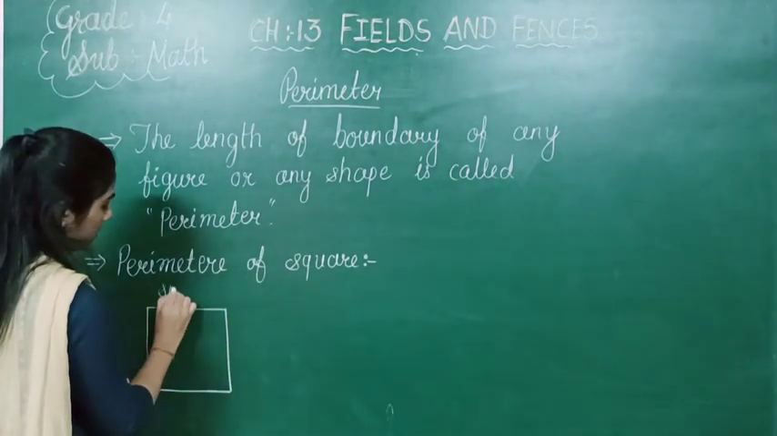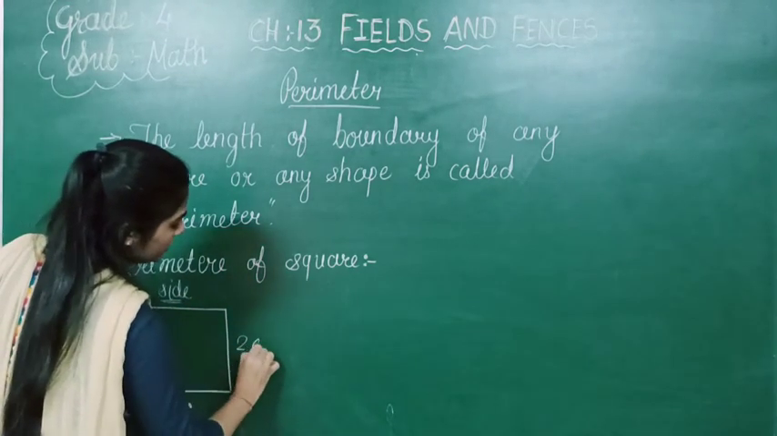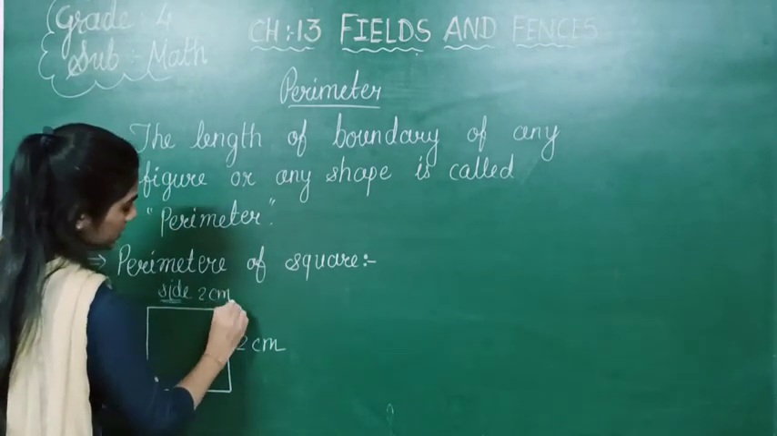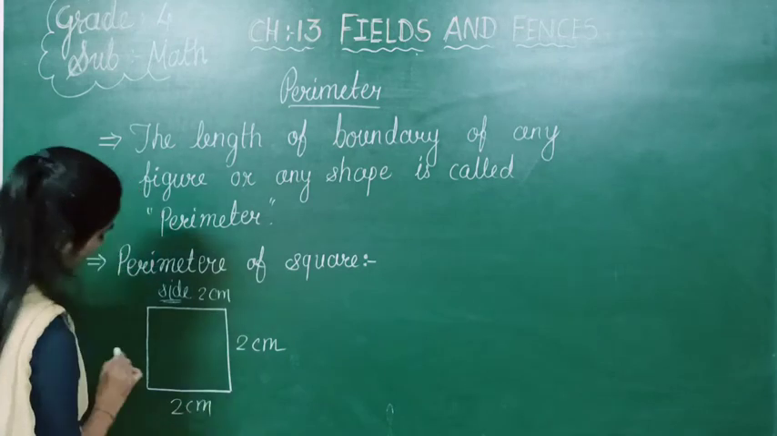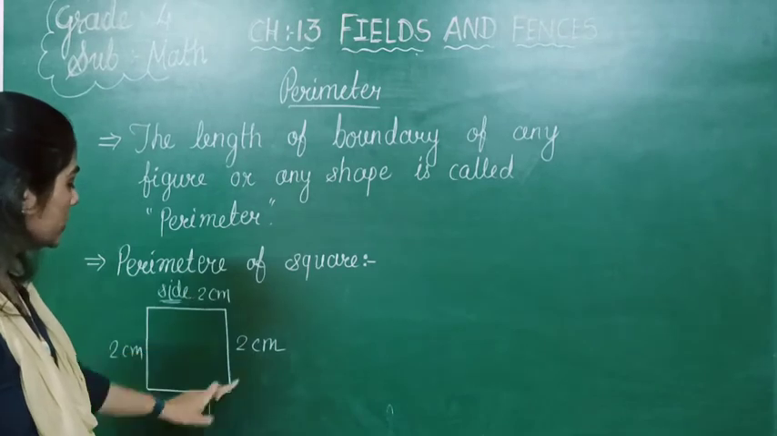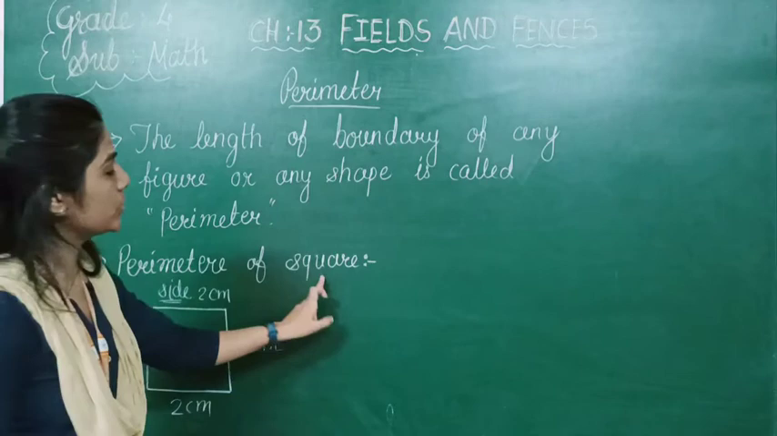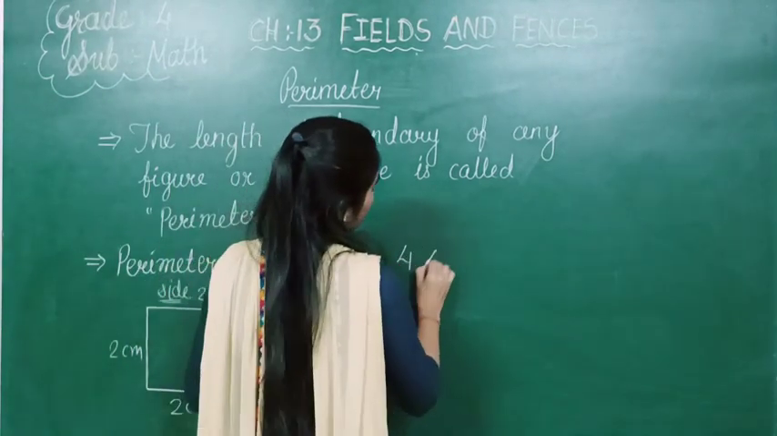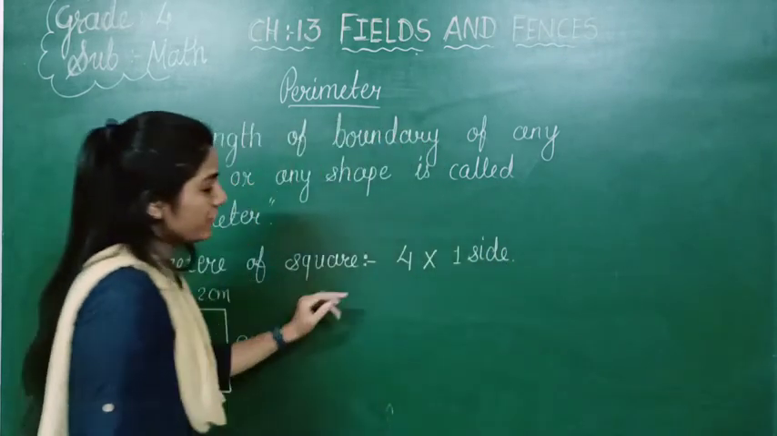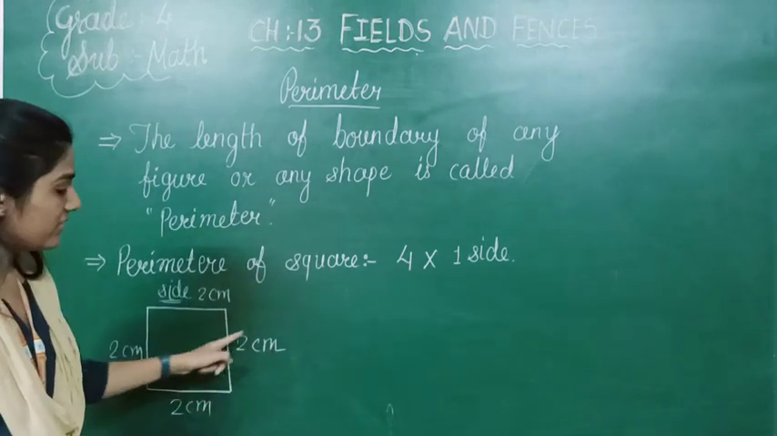So if we write here side, right? And suppose I am writing here 2 centimeter. This is one side. So we can write 2 centimeter here, 2 centimeter here and 2 centimeter here. Because in the square shape, all the sides are the same. So to find the perimeter of a square, the formula is 4 multiply side. I have written one side, means any one side we write.